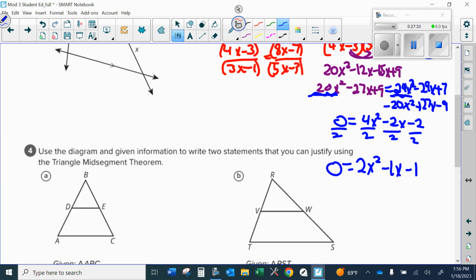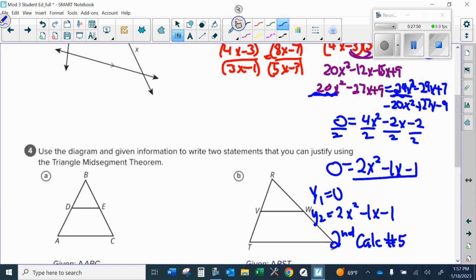on the DCAS it is, in y sub 1, I could plug in 0, and in y sub 2, I could plug in this whole equation right here, 2x squared minus 1x minus 1. Then I hit second calc number 5. That's the intersection button. Okay, and then I would go ahead and hit enter. It'll say first guess, you hit enter, second guess, you hit enter.